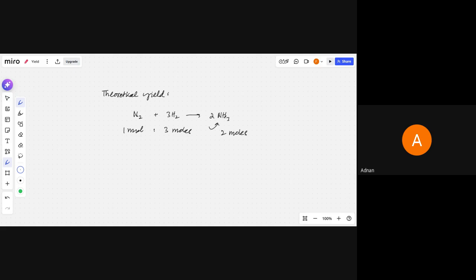So simply, what is a theoretical yield? It is the amount in moles or mass in grams of a product that is obtained according to the balanced chemical equation, right?